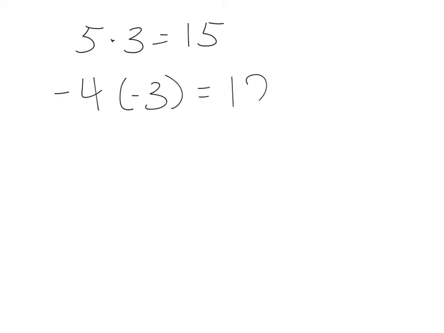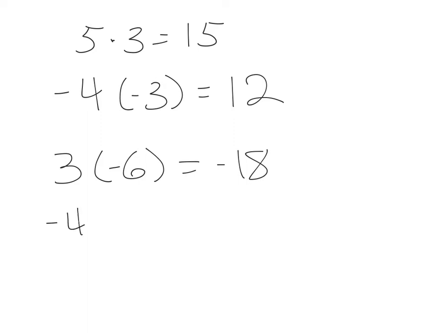If you multiply two positive numbers together, like 5 times 3, you will get a positive answer, okay? If you multiply two negative numbers together, like -4 times -3, you'll get a positive product. But if you multiply a positive number by a negative number, you'll get a negative product. And that would be true if the first number is negative or if the second number is negative.